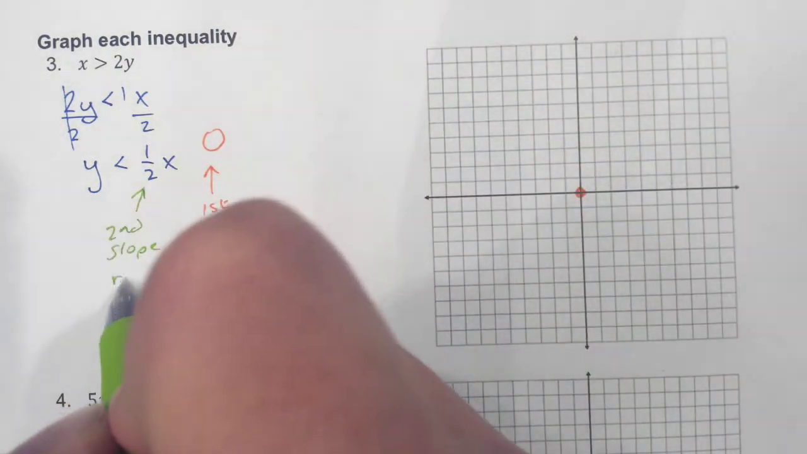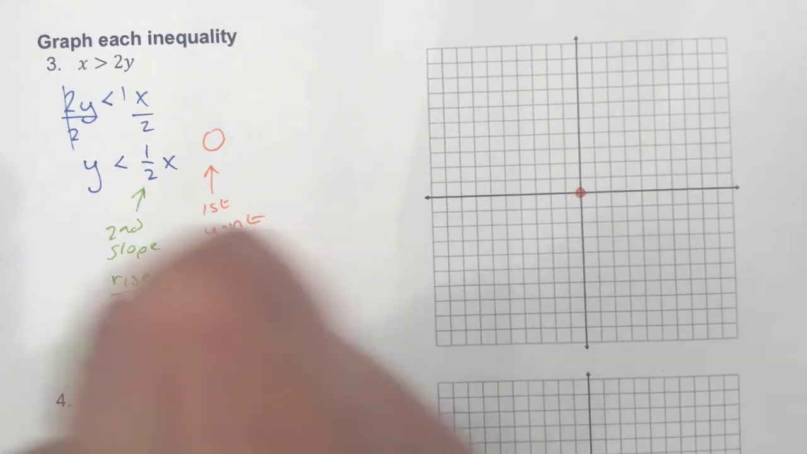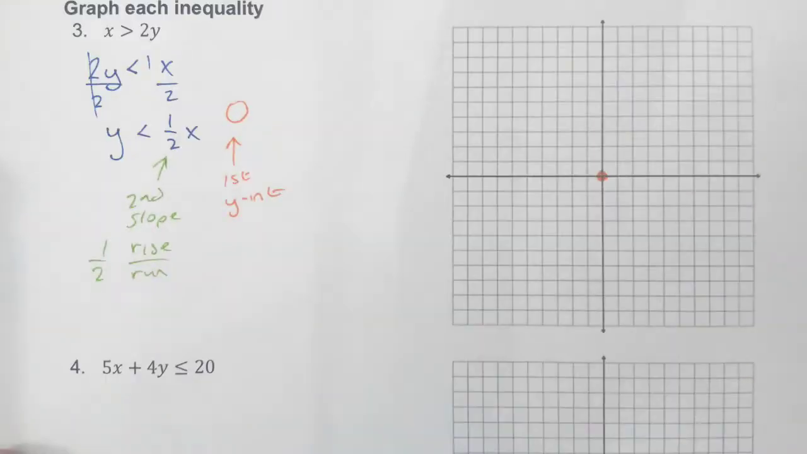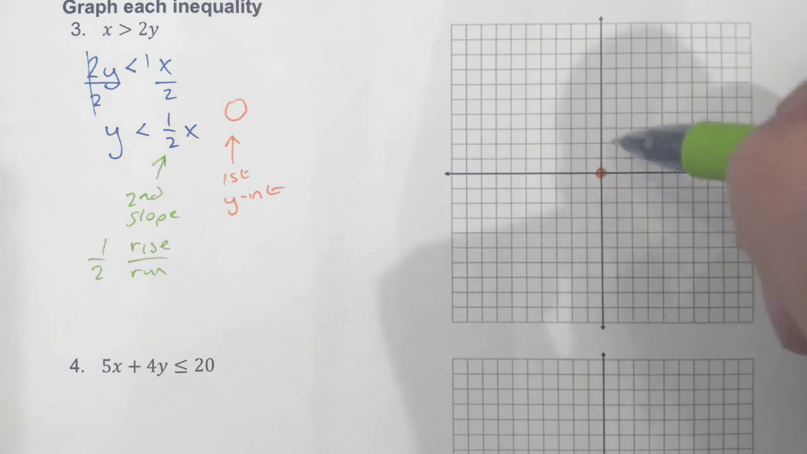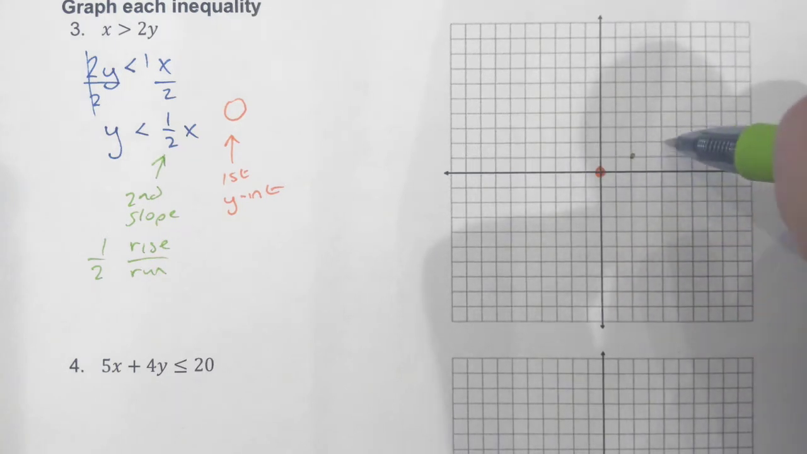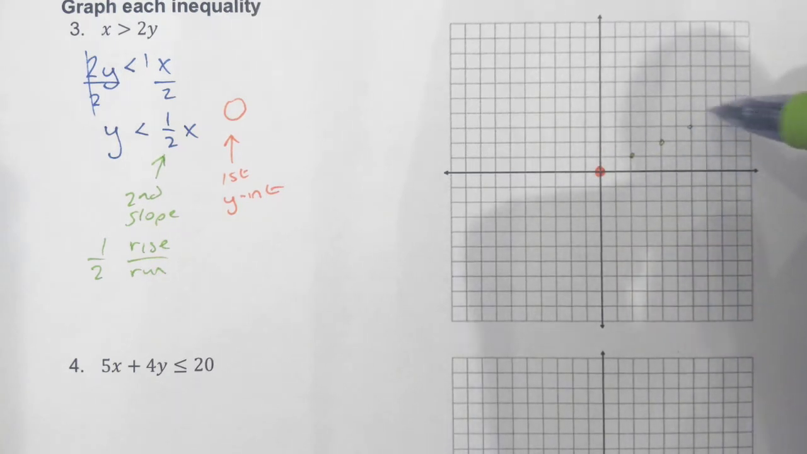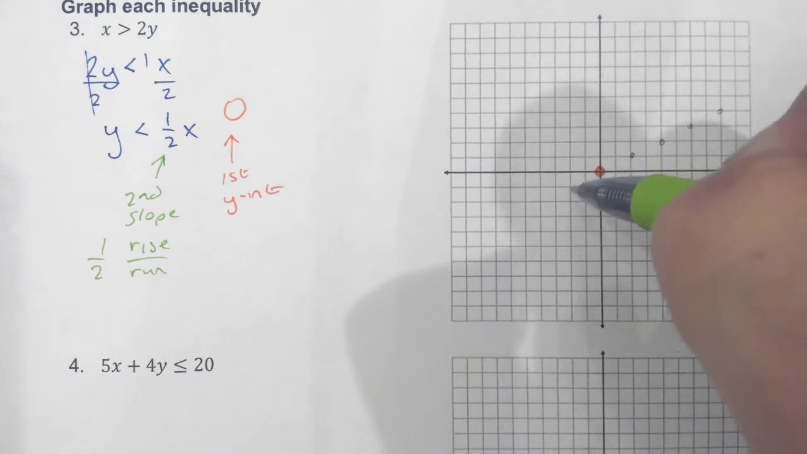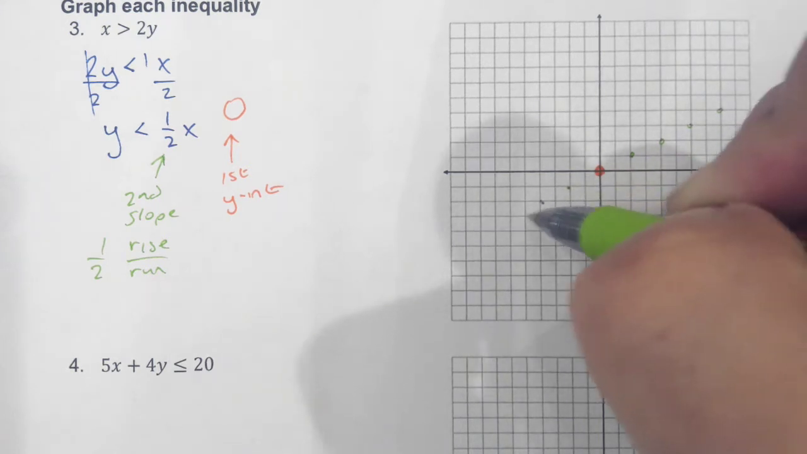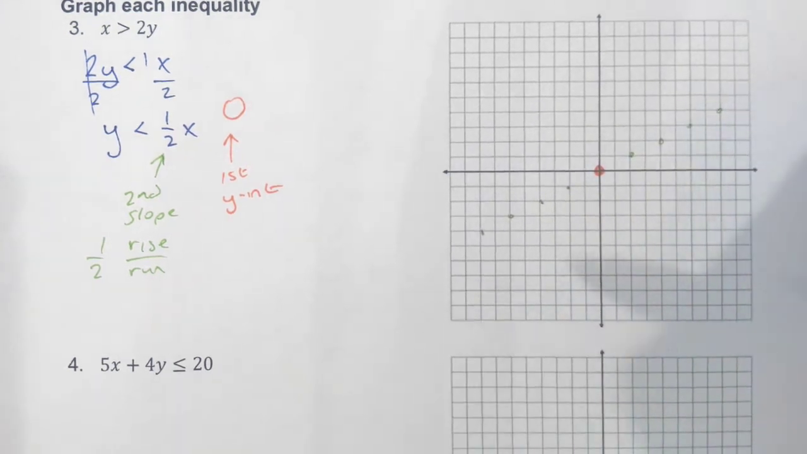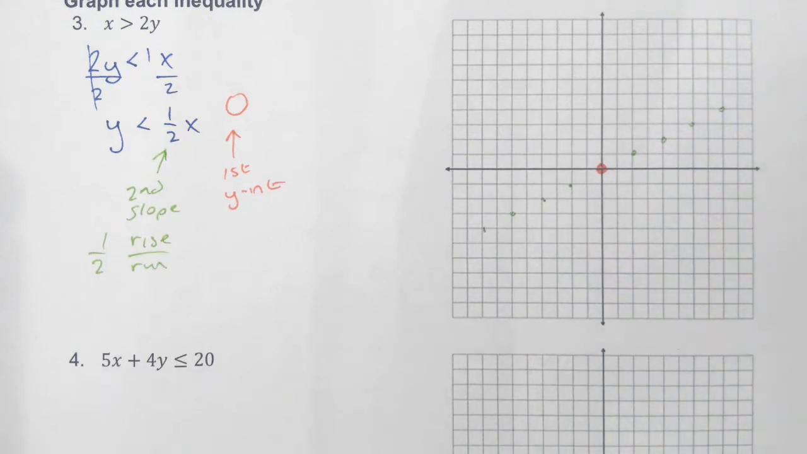And remember, the top number is the rise, the bottom number is the run. So that's telling me to go up 1 and right 2. So from this point, up 1, right 2, up 1, right 2, up 1, right 2, up 1, right 2. Or down 1, left 2, and so on. Fill up that graph. Don't be afraid.